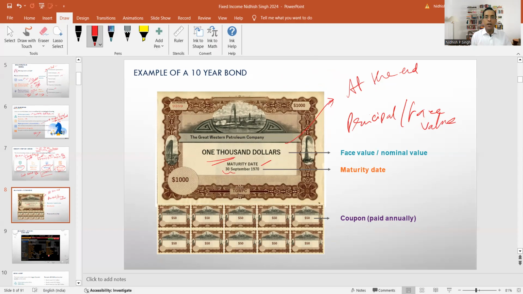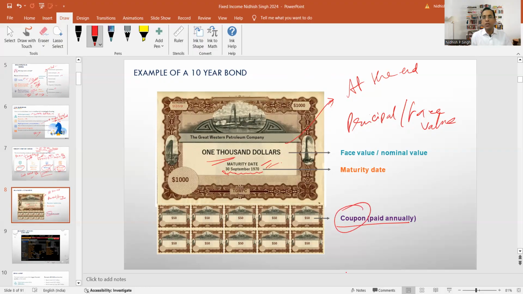So that also indicates the duration, or the amount of risk can rise as the maturity date is farther from today. And finally, the coupon, which is paid annually. This actually belongs to an old bond picture, so earlier it used to be paid annually. And why it is called a coupon?